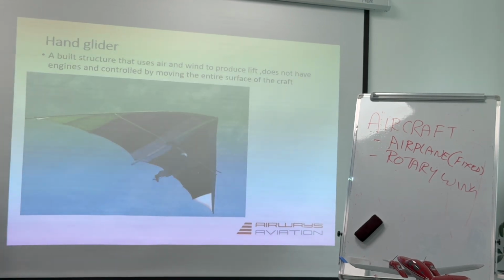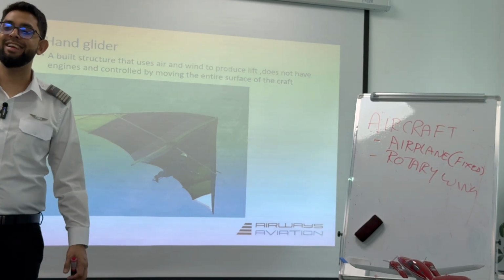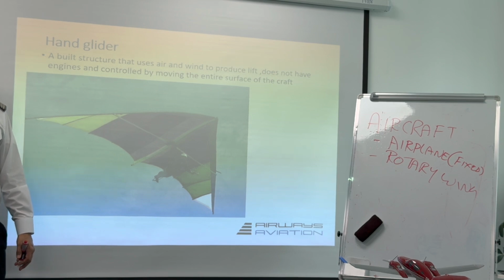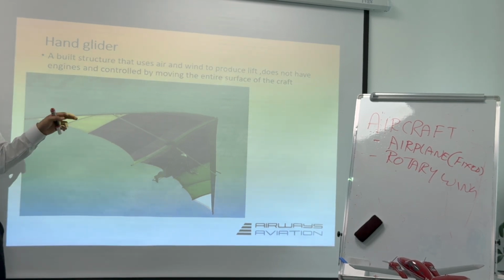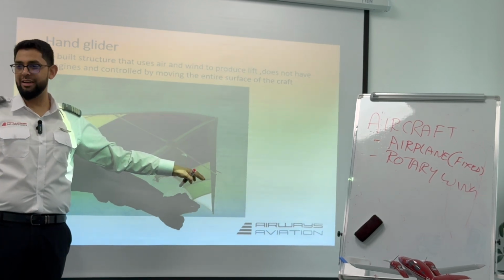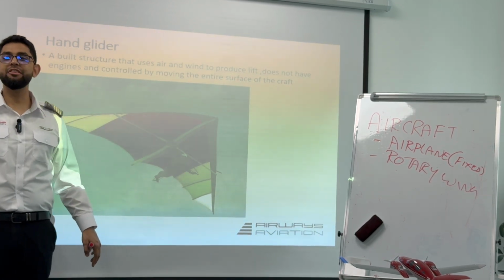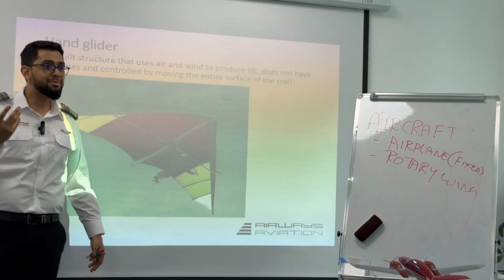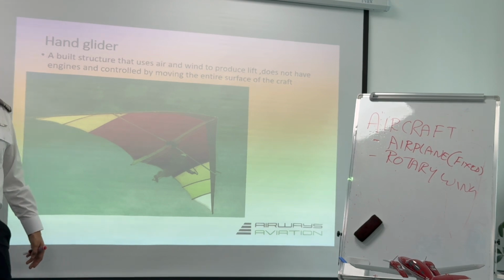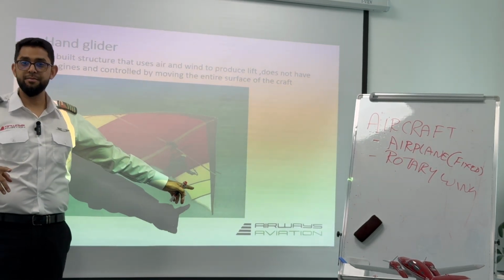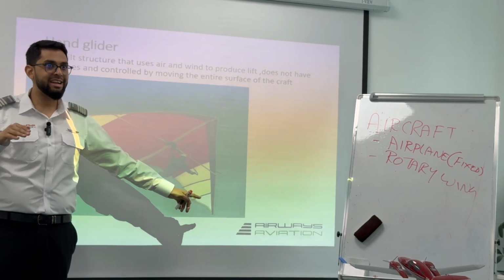The next thing we'll be talking about is gliders. In a glider category, you could also have a hand glider. Now you could jump off a mountain cliff holding one of these, and the shape of the glider is supposed to be an aerofoil, technically, right? Nice and curvy above, the air goes faster above, slower below, creates high pressure below, low pressure above, keeping you in the air. Now, this device does not have any engine to create thrust.